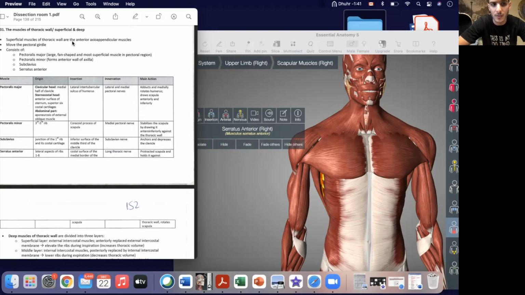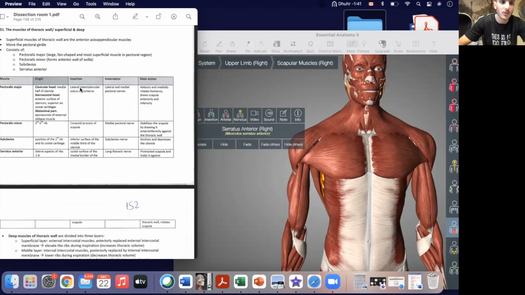Once you mention them and you list them all, sometimes he lets you just be with that, and sometimes he would really want you to dive into the origins and insertions. So when you study this, you just have to know what muscles surround the thoracic wall, and where they insert, and then where the origin is. So that's what I'll be showing you.